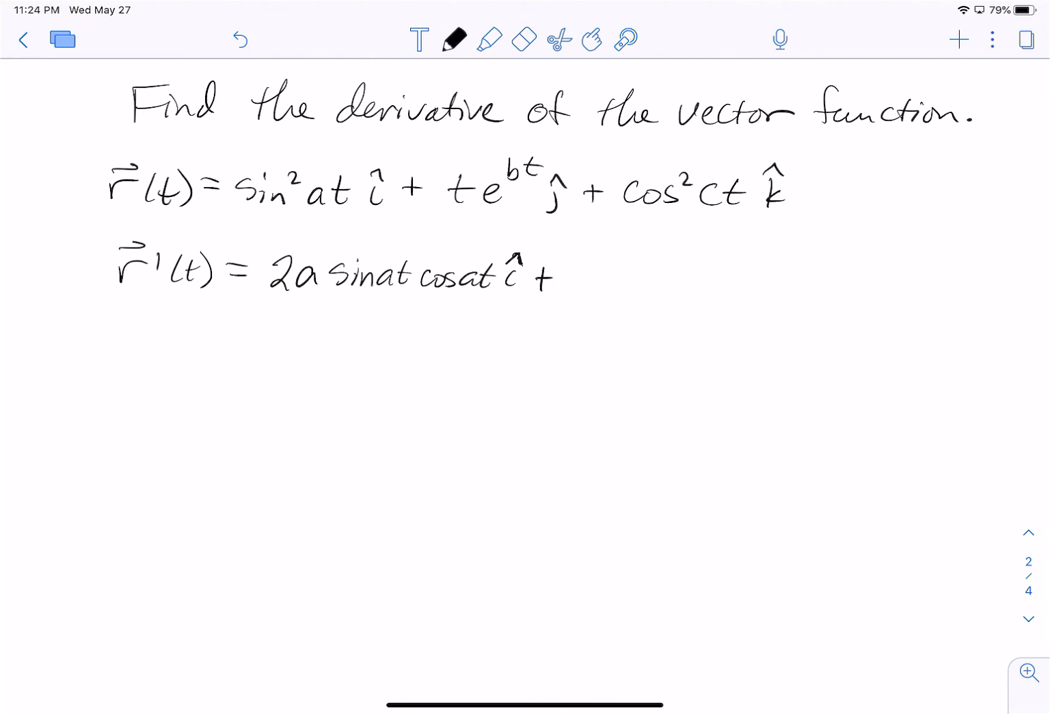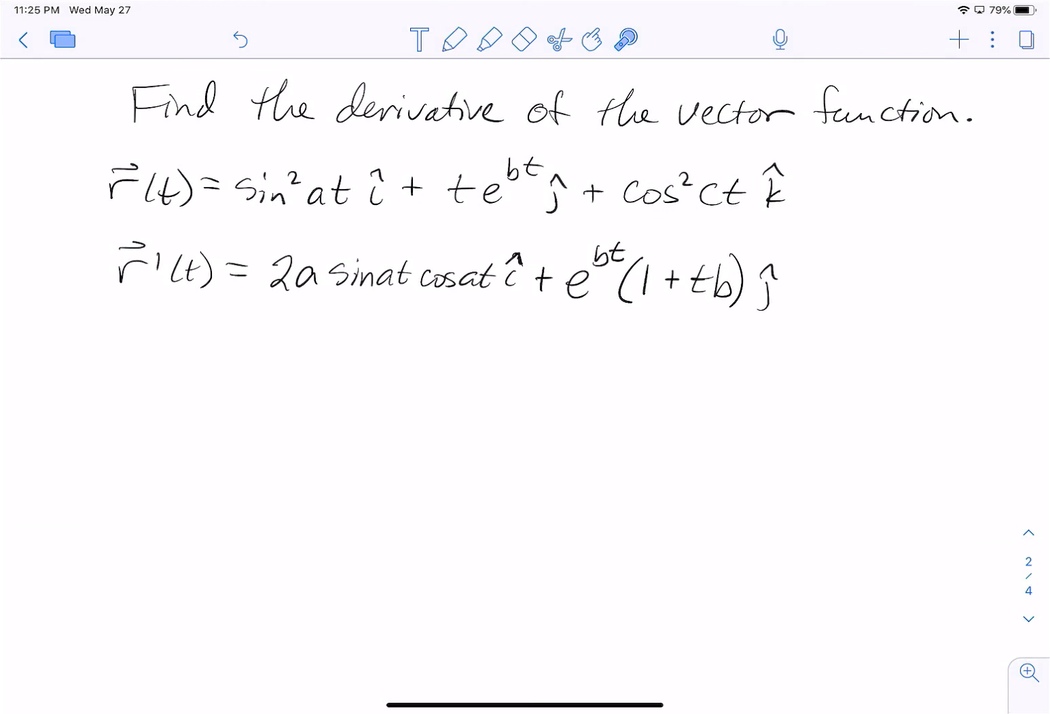Plus, for the j component, we're going to use the product rule. Now for the product rule, we're going to do u prime v plus u v prime. And for both of those, we're going to end up with an e to the bt. So I'm going to go ahead and factor out e to the bt ahead of time. And then thinking about the product rule, u prime is going to give me a 1 in place of t here. And then plus u v prime, we're going to pick up a t times b. If that went a little quick, then go ahead and pause it and double check the work there.